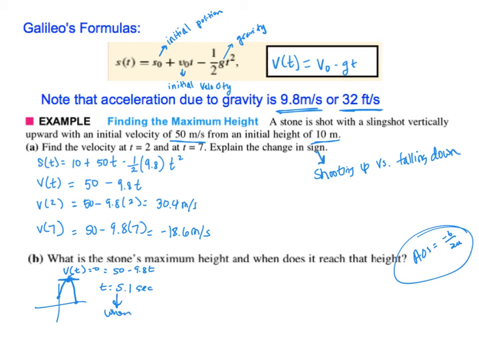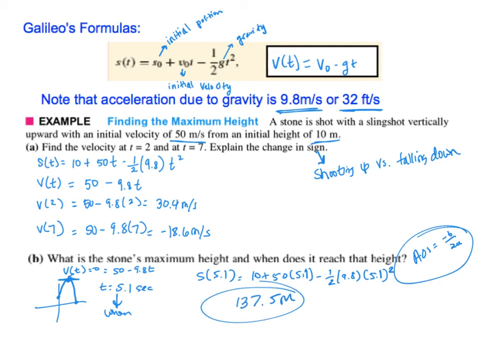What is the max height? We need the y coordinate, so we need a position. So we need s of 5.1. So 10 plus 50 times 5.1 minus a half, 9.8, 5.1 squared. And that comes out to be 137.5 meters.